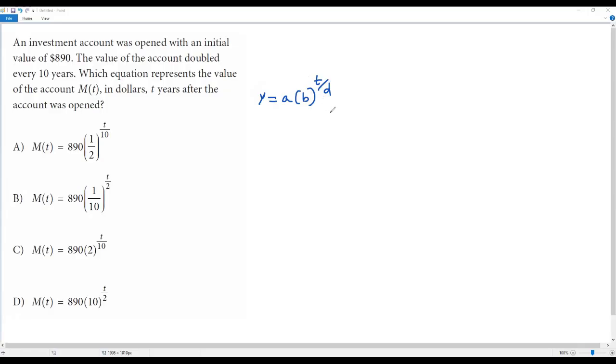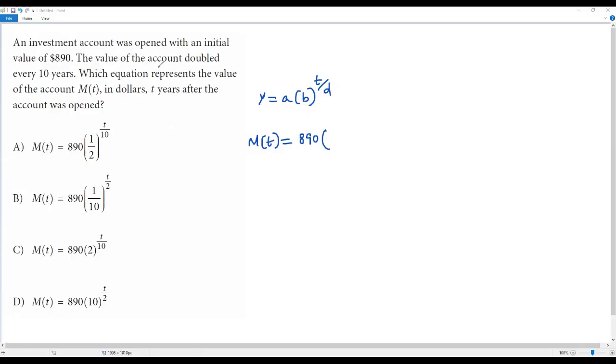For example, if the quantity is getting increased once in 5 years, then the value of D will be 5, or if the quantity is getting increased once in 2 years, we have to plug in 2 for D. Okay, now let's consider M of t for y over here. Then we have M of t, and already I told you that A is the initial value. Initial value is $890. We can plug in 890 for A.